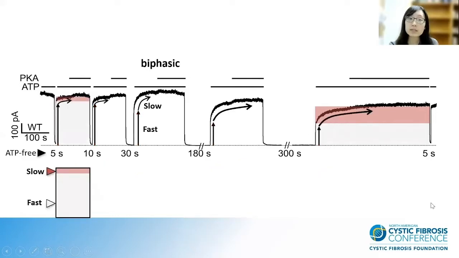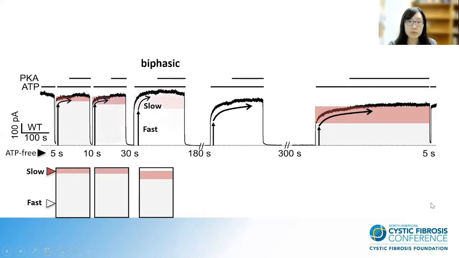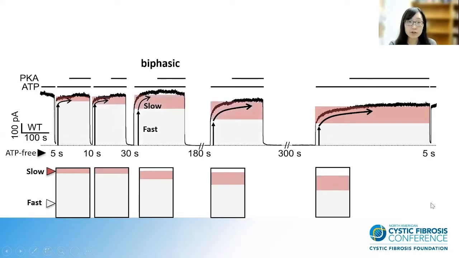And to understand what it means to have two populations of channels, let me use this bar to represent the maximum current, and the different shaded blocks represent the fraction of the fast and slow response. As we remove ATP for longer and longer, the fraction of the slow responders becomes larger. And we hereby define this transition from the fast to the slow group rundown of CFTR.